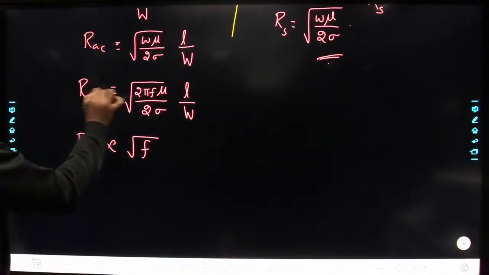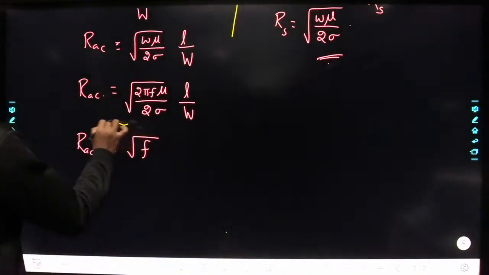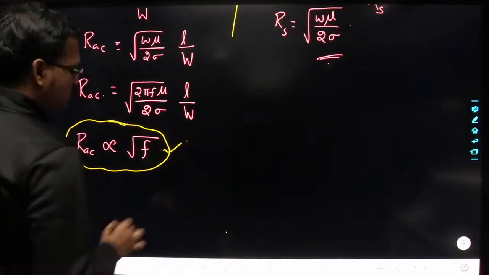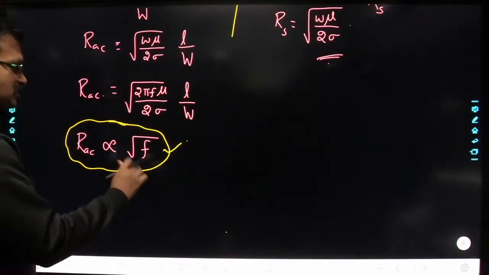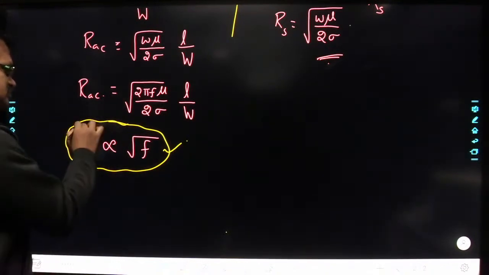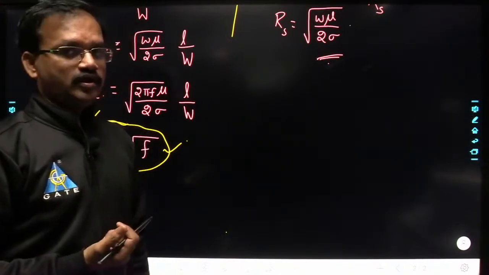Yes or no? It is directly proportional to the square root of frequency. So that's what we can observe here. So RAC is directly proportional to what? It is directly proportional to the square root of frequency. So that means as frequency goes on increasing, the resistance offered by the conducting material will also go on increasing.